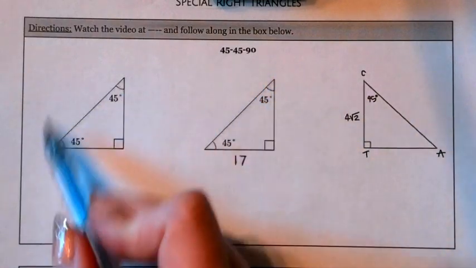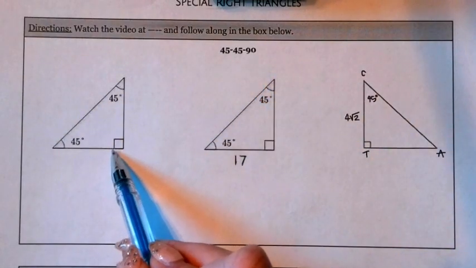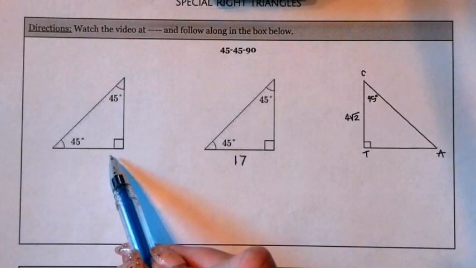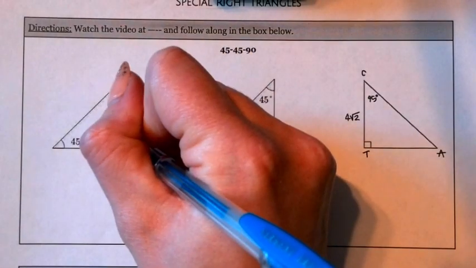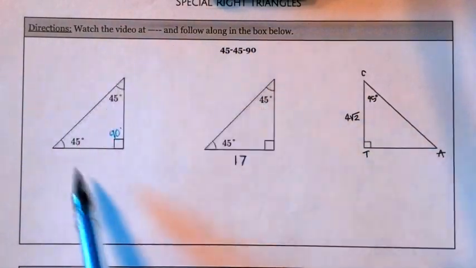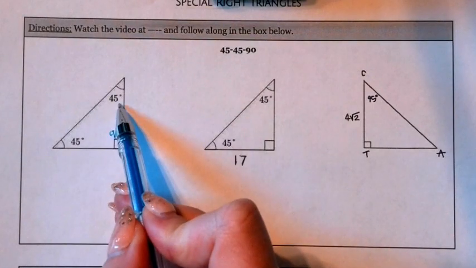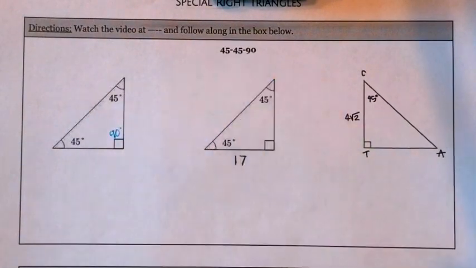So if you look at this first one here, we know that this box means it is perpendicular. So this angle is our 90-degree angle. And then we have a 45-degree angle and a 45-degree angle. So that's where this comes from.